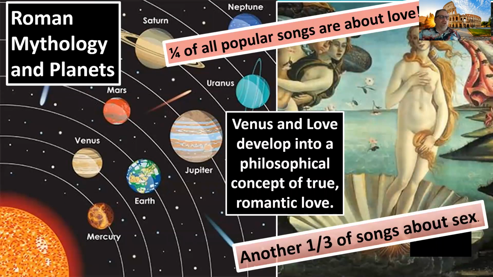1/4 of all of our popular songs are about love, and this is a concept that the Romans are really going to start to promote that we have even into today, and another 1/3 of our songs about sex. So Venus and love develop into a philosophical concept of true romantic love. The first time we ever see that is in ancient Rome.